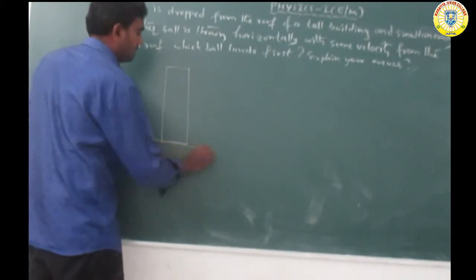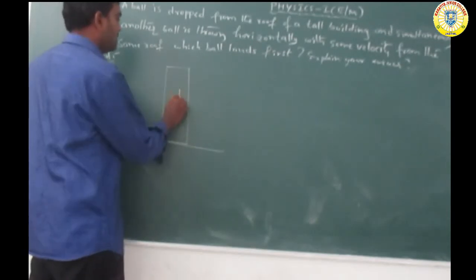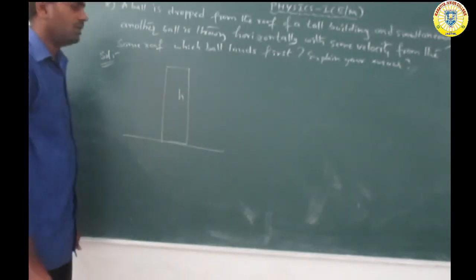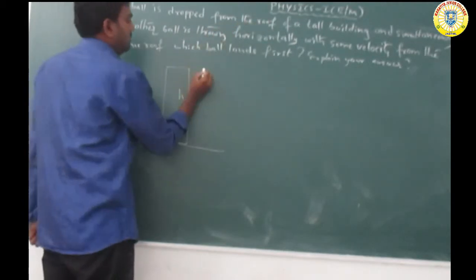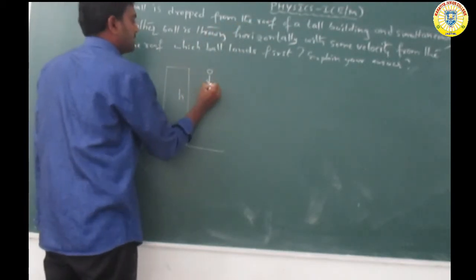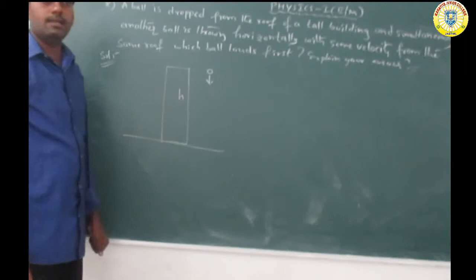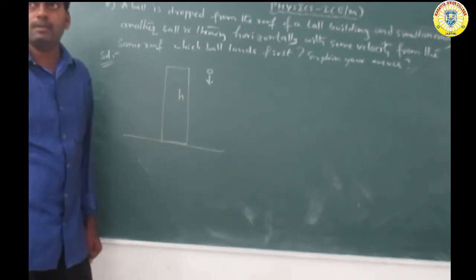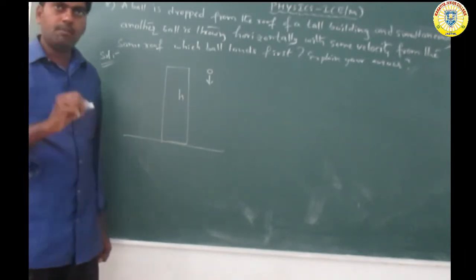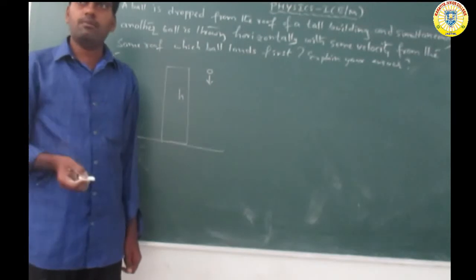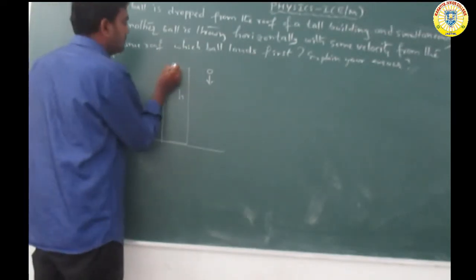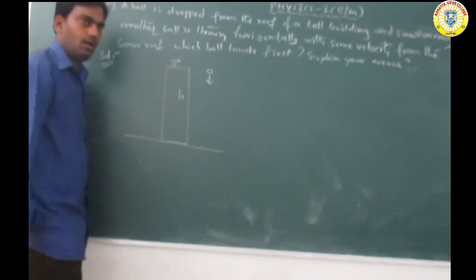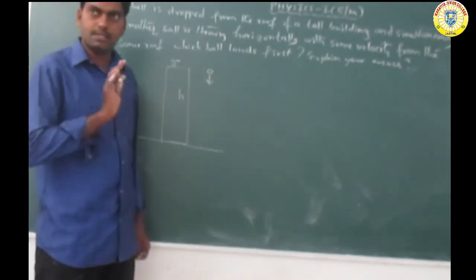Now here two balls are given from a tall building of height h. One ball is dropped from the roof of the tall building, and simultaneously, meaning at the same time, another ball is thrown horizontally with some velocity.